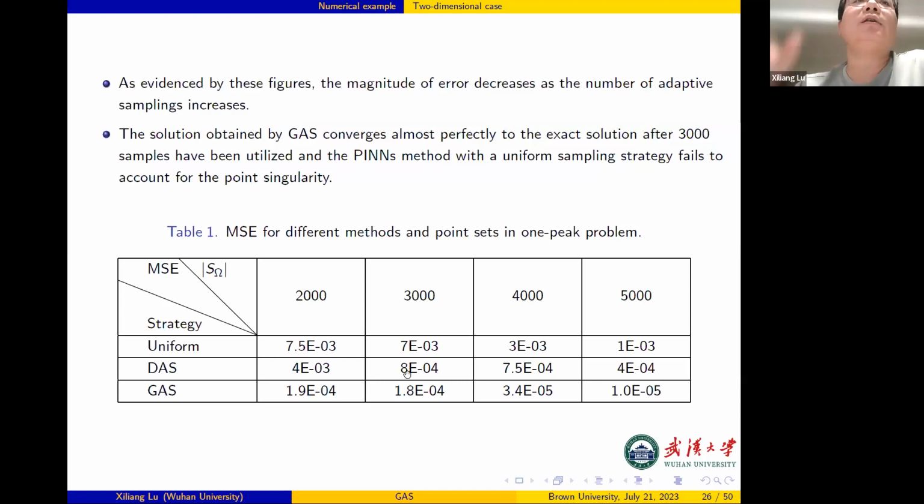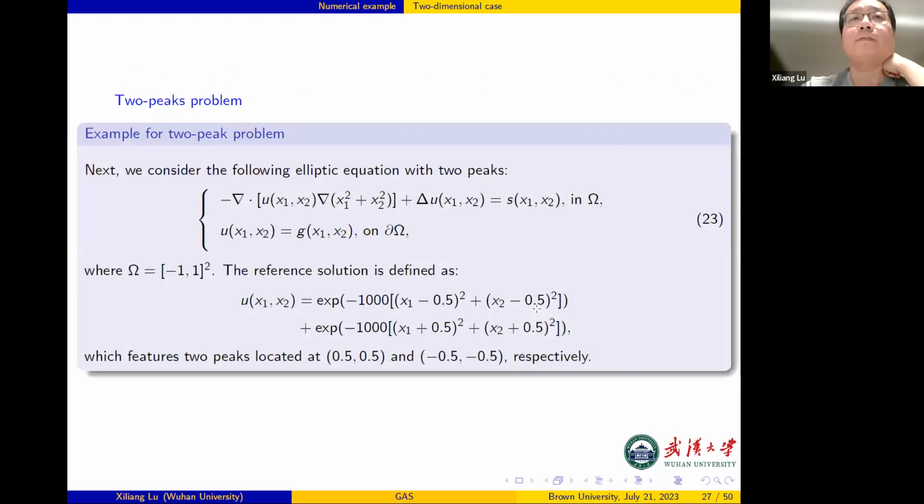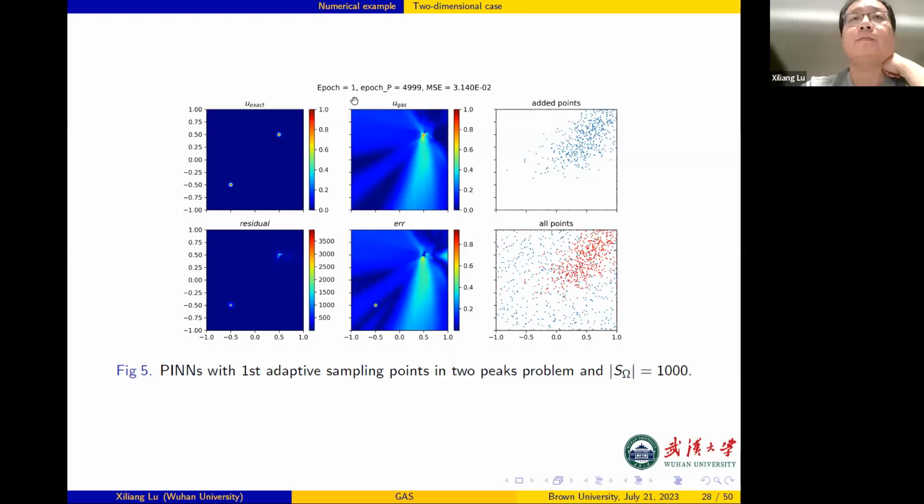Okay, then we can see the 2 peaks problem. This is a 2 peaks problem. Here is the exact solution. We have the 2 singularities here. Of course, this again is after some iterations of adding points. Now the total number of points is 1,000, and after the 4 iterations, the total is 2,500. These added points are concentrated on the 2 singularities. And after the 9 iterations, now the total number of points is 5,000.